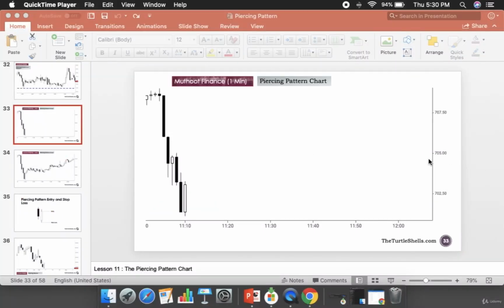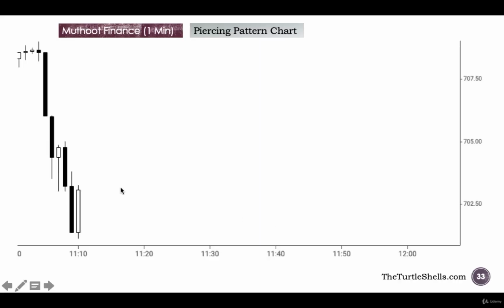Alright, now let us have a look at an intraday chart. I want you to have a look at this piercing pattern. Look at these two candles coming after a steep downtrend. Is this a piercing pattern? Of course it is a piercing pattern because the white candle has closed above the midpoint of the black real body.